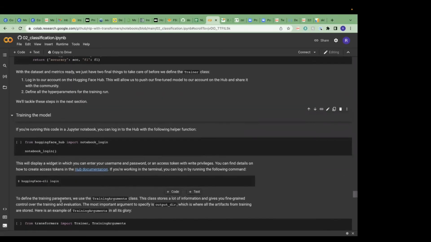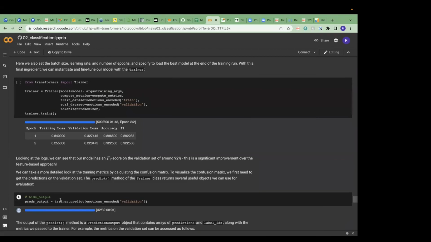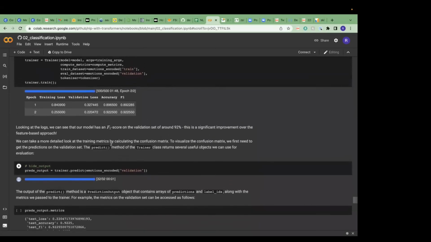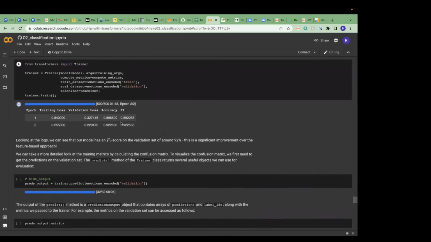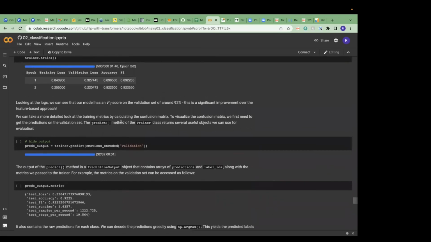So it trains the model on 2 epochs. And it gets a much better training accuracy, which, I think this is training accuracy, or this might be validation accuracy. But the whole point is the accuracy went up from around 60% to 92.3%. And the F1 score is also a lot better than what we've previously seen with the feature extraction.